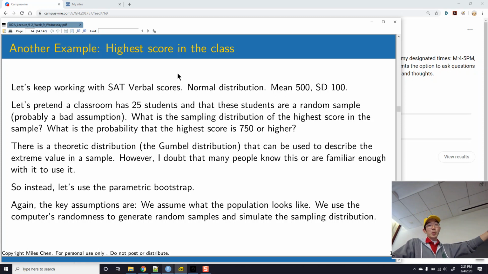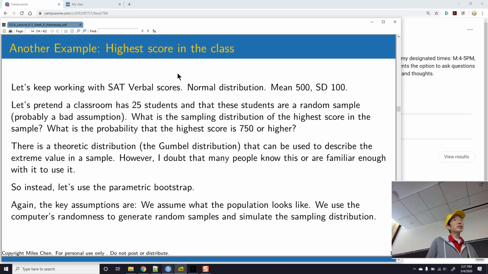But anyway, what is the sampling distribution of the highest score in the sample, right? You got 25 students. What's the sampling distribution of the highest score? Or what's the probability that the highest score in a random sample of 25 is 750 or higher, right? So that would be considered a good score. What's the probability that the highest score is 750 or higher?